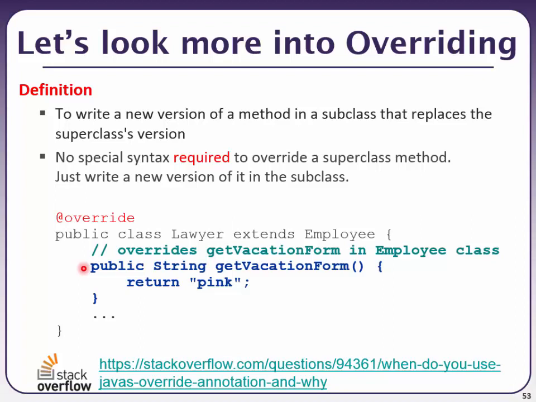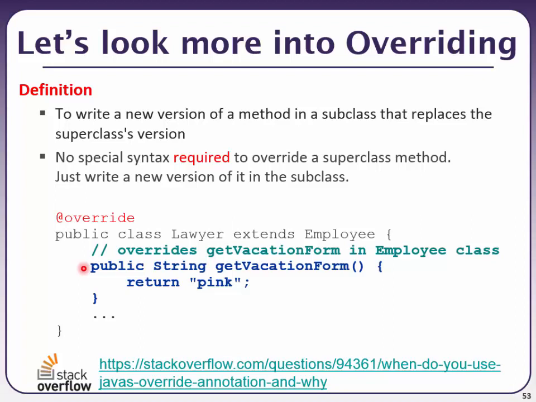If I spell the get vacation form with a mistake, like for example, I forgot the R in form, it's not going to override correctly, right? So all of those little mistakes that a programmer can easily make, the problem with them is that they are going to go silent. Even though you meant to override a method from your superclass, if you did any one of those typos when you wrote the overridden version, then Java is going to say, wait a minute, this is not the same method. So you are not overriding get vacation form.